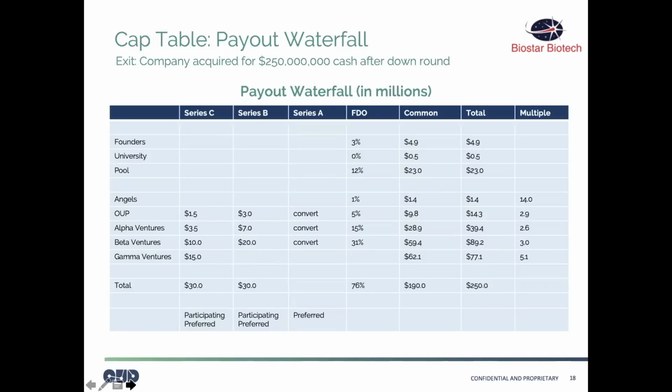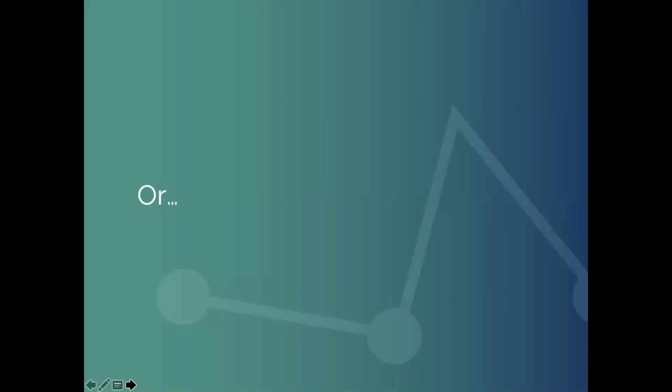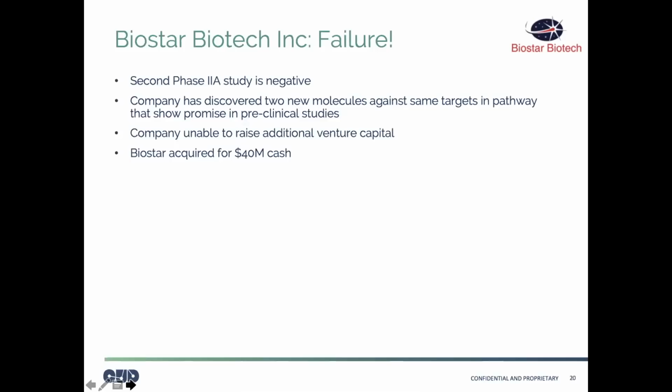So let's think about another scenario here. What if there's a failure? So they fund the second 2A study, but it's negative as well? So now we have two phase 2A studies that are negative. But as often occurs with these deep science university startups, continued research has identified additional molecules against this new RAS target. And there's some promise in some very early preclinical studies.